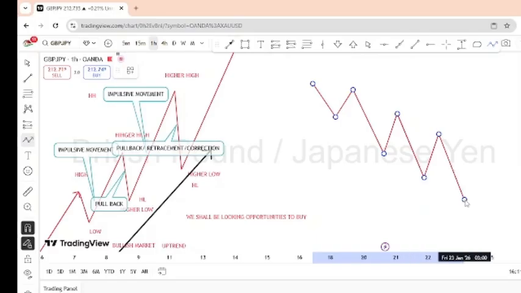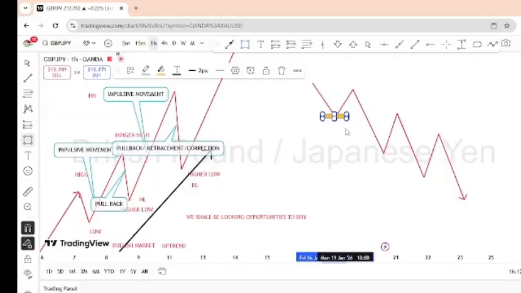Now let me quickly show you something. Every time this is happening, when the market is moving to the downside and it gets to a particular point and it turns to the upside, this place where it has just turned to the upside has become a support.